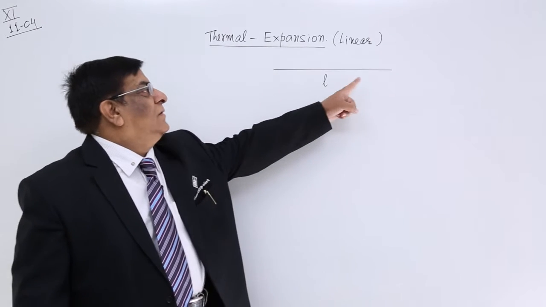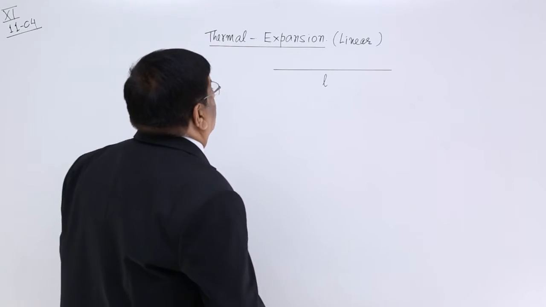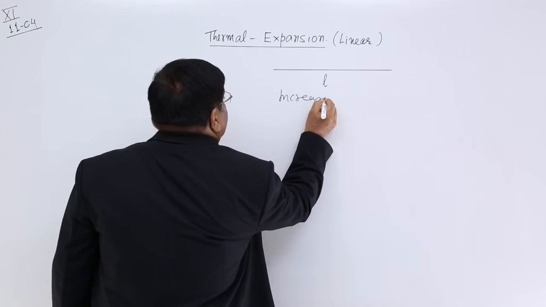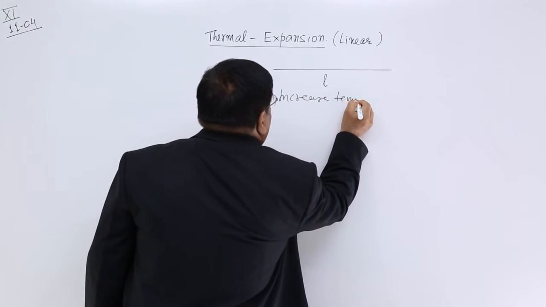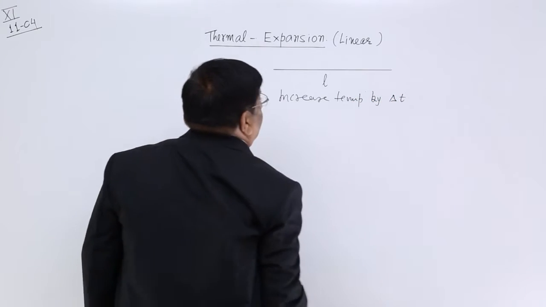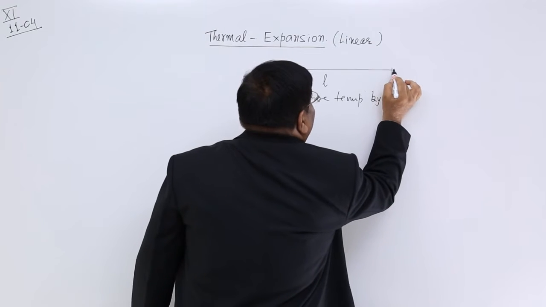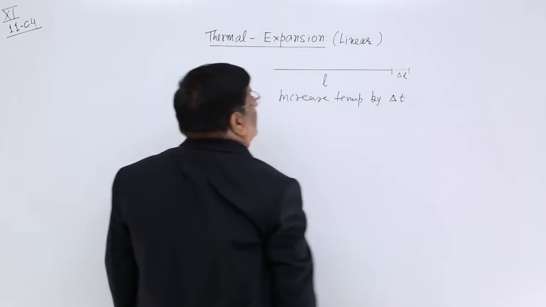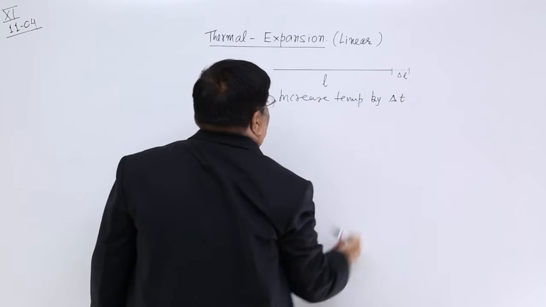Here is a thin rod of length L. We increase the temperature by delta T, and we find the length has increased by delta L. This is the increase in the length.